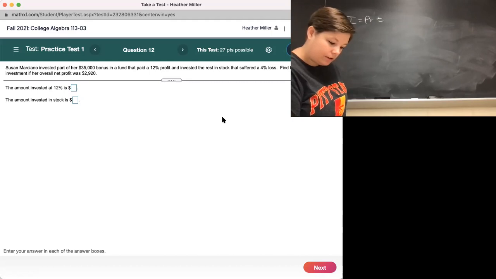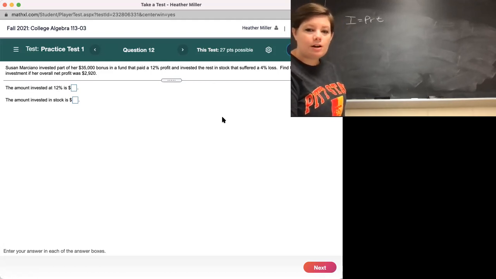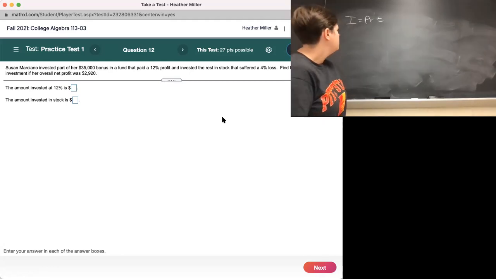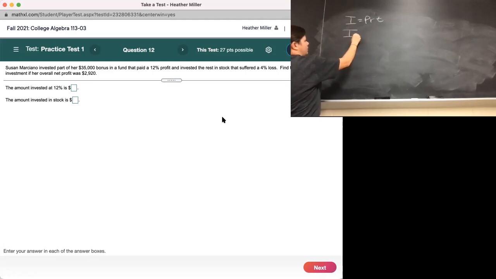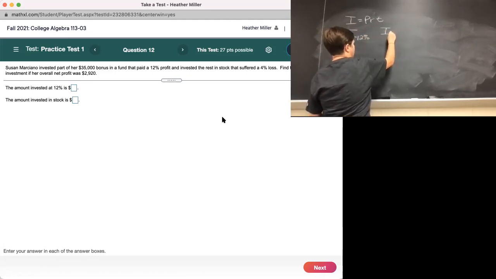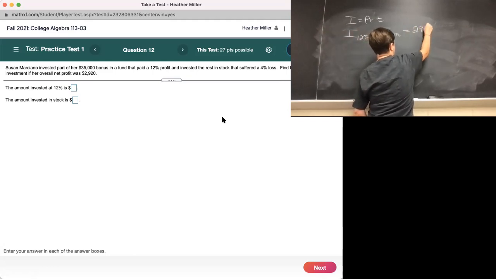Ooh, I read that wrong earlier when I did my math. Ooh, I'm glad I caught that. So that's a 4% loss. That's kind of important to note. So find the amount of each investment that she's investing if her total profit is $29.20. So that means we have our interest from our 12%, and we have our interest from our 4%, and that's going to give us our $29.20.